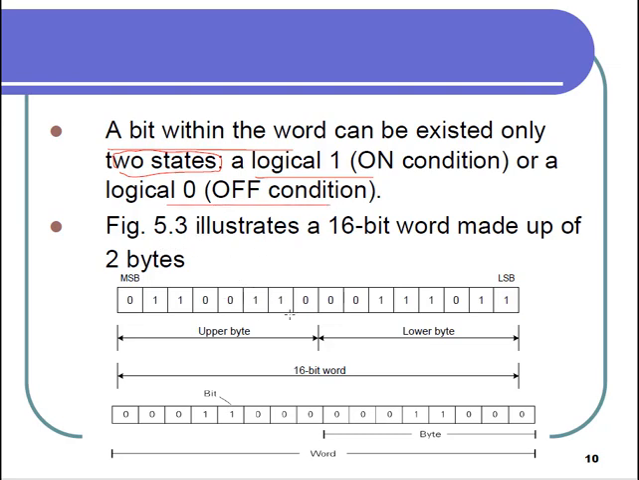So this figure down here illustrates a 16-bit word made up of two bytes. So where are the bytes? This is the upper byte, this is the lower byte. So there are 2 bytes. Each of the bytes represents 8 bits: 1, 2, 3, 4, 5, 6, 7, and 8. So each of these bytes is represented by 8 bits. That's why I said in the figure below, the 16-bit word is made up of 2 bytes, this upper byte and also the lower byte.